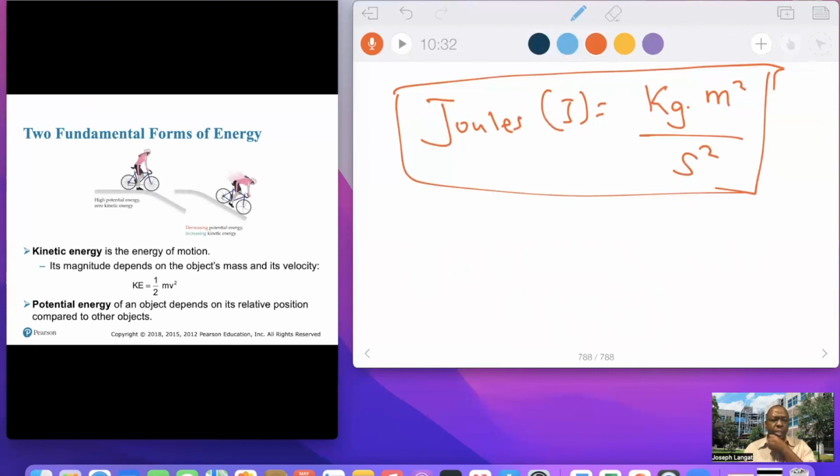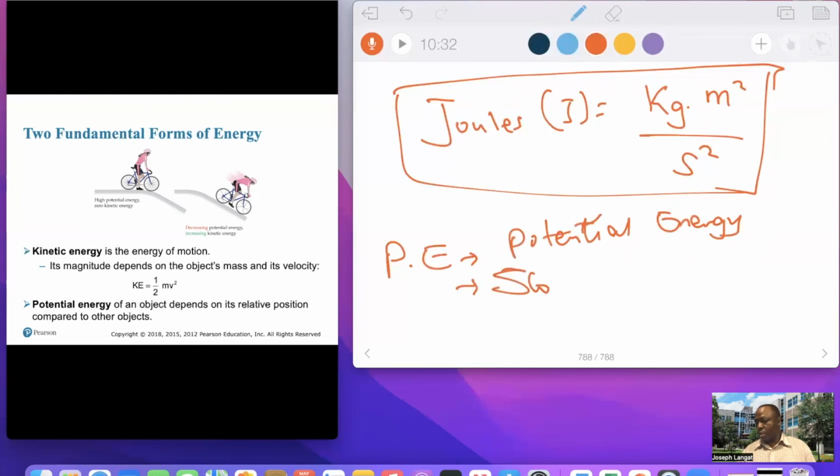We have talked about potential energy. This is just the stored energy, right? Potential energy is the stored energy. It is the energy possessed by an object by virtue of its chemical composition.